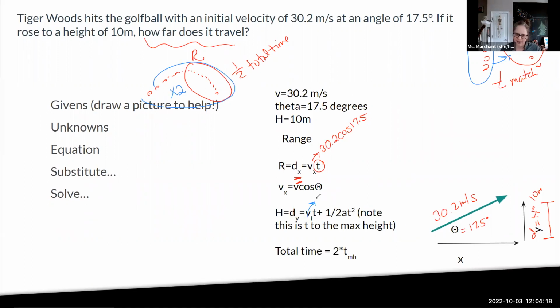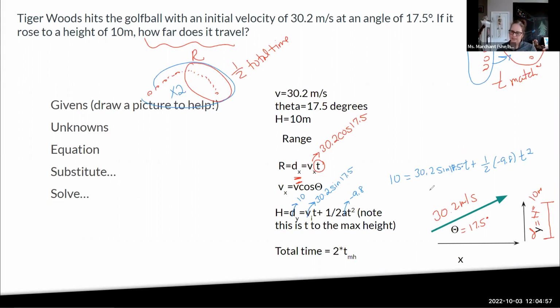Velocity initial, in this case, it is a number, 30.2 times the sine of 17.5. We want to find out what the time is. Our total height, we know that, that's 10. Our acceleration, negative 9.8. So in this case, we have 10 equals 30.2 sine of 17.5 times time, plus 1/2 times negative 9.8 times t squared.